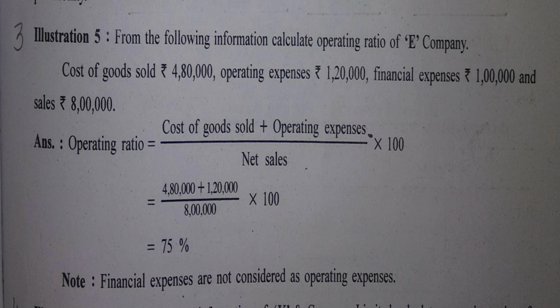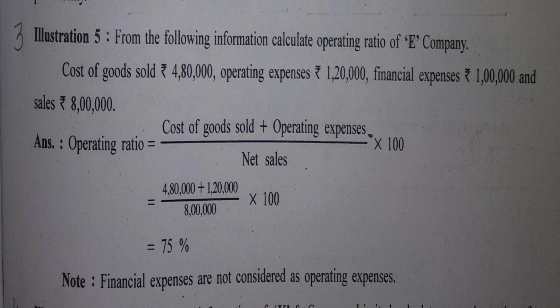COGS is 4,80,000 as given in the question, plus operating expenses again 1,20,000 as given in the question, upon net sales 8 lakh into 100. This calculation gives you the answer, which is 75%. Operating ratio is a profitability ratio. This ratio is also presented in terms of percentage. That means you are supposed to put a sign of percentage beside the answer.